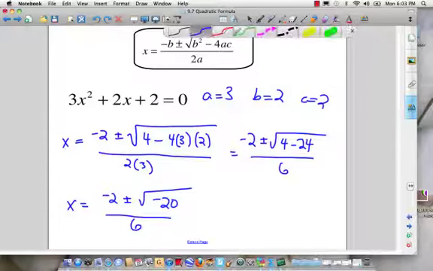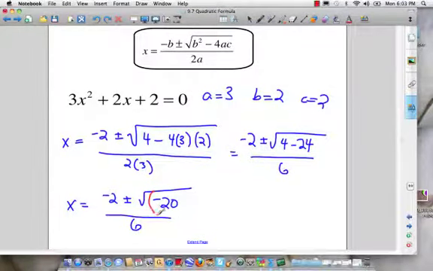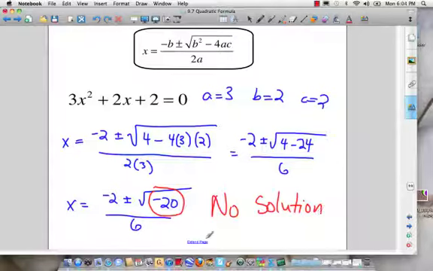As soon as you notice that the number under the square root is negative, then you're going to just stop and write no solution, because we cannot take the square root of a negative number. There is a way of doing it. That's something you'll learn in Algebra 2. And then you'll be able to find solutions to all quadratic equations.